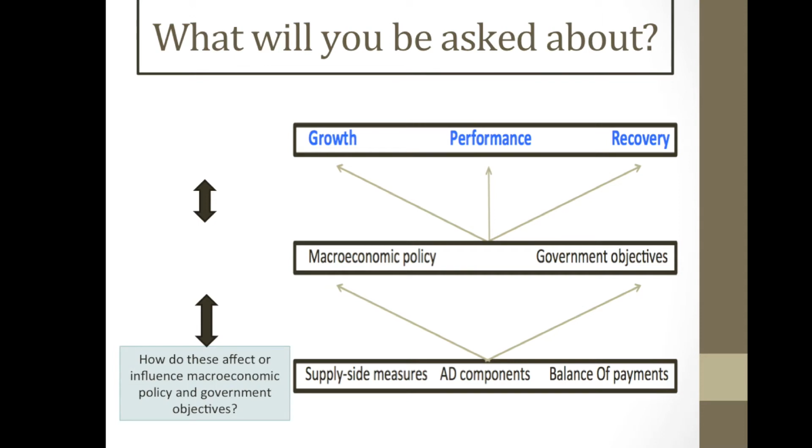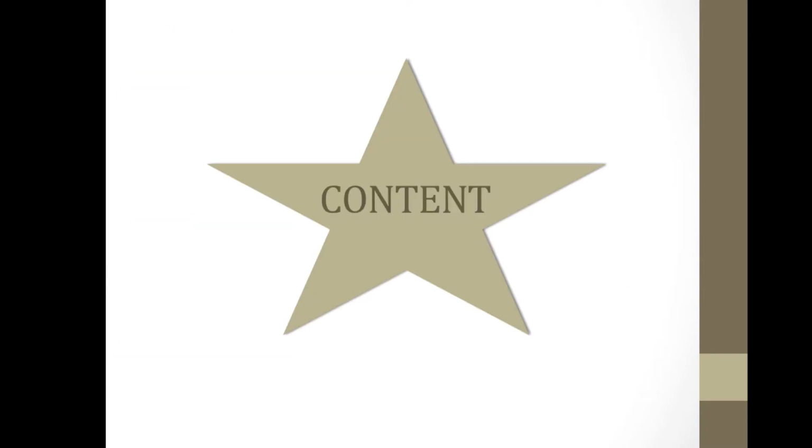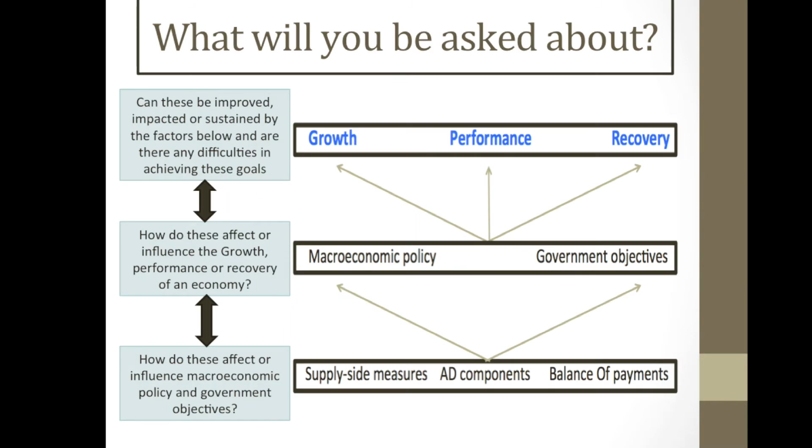So if you build it up, we want to know how these components affect macroeconomic policy or our objectives, and how this can eventually affect our growth and performance. So the reason I've put arrows, two-sided arrows here, is because it's not necessarily going to build up in this way. So it's not going to ask, say, about government spending and how that affects our macroeconomic policy, which may affect on growth. They could ask it in that way, but they could quite as easily start with something to do with growth.